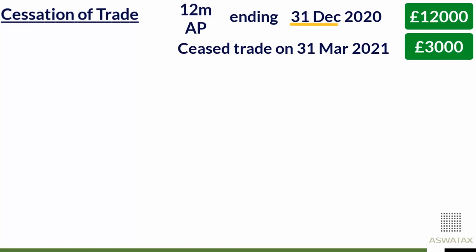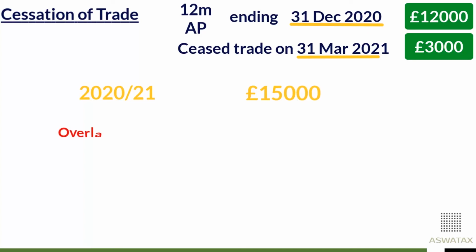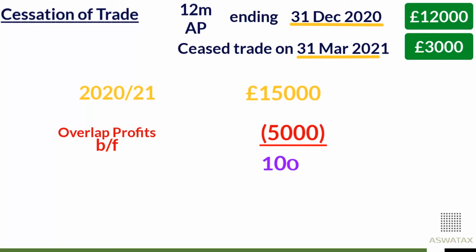So 31st December 2020, which tax year does it fall under? The 2021 tax year. 31st March also falls in the 2021 tax year. You tax the full amount in 2021. Say there were overlap profits brought forward of £5,000. That reduces your assessable profits and therefore you tax £10,000.